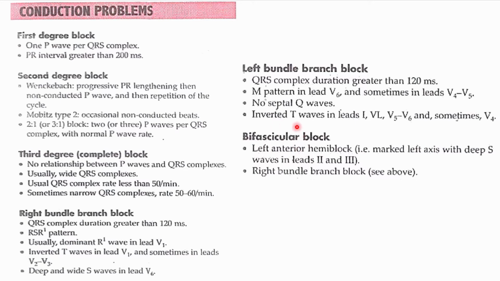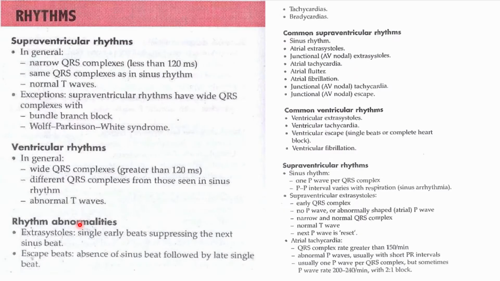You may sometimes get a bifascicular block. Remember that the left bundle branch is divided into an anterior as well as a posterior bundle branch. So if you have a left anterior hemifascicular block, this is marked by left axis with deep S waves in lead 2 as well as lead 3. You may also get right bundle branch blocks, so you get these features over here.